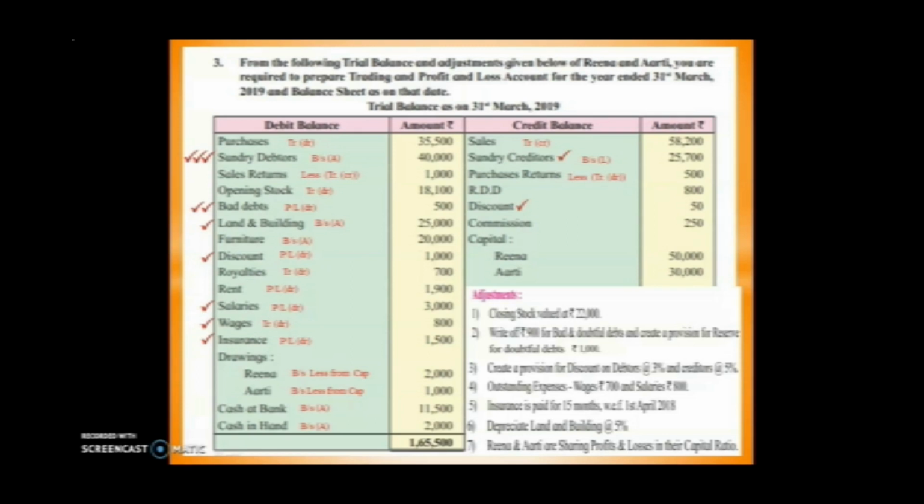RRD, that is old reserve. This will be recorded on the debit side of profit and loss account under bad debts as less old reserve. Discount will be recorded on the credit side of profit and loss account in the inner column as there is one adjustment. Commission will be recorded on the credit side of profit and loss account in the outer column. Capital of Reena, capital of Aarti will be recorded on the liability side of balance sheet in the inner column.